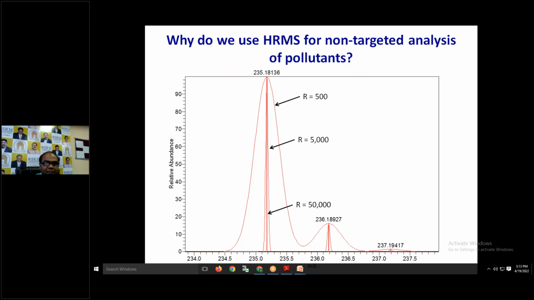As you can see, why do we use HRMS? One of the major questions coming to the minds of many analysts doing research is why we use HRMS first for non-targeted analysis of pollutants. Why are we using high resolution mass spectroscopy for non-targeted, and not other techniques? The reason is that it's very sensitive, with high resolution.